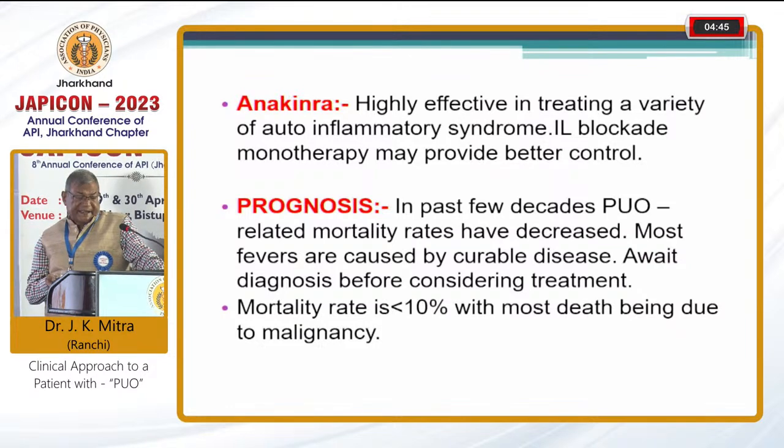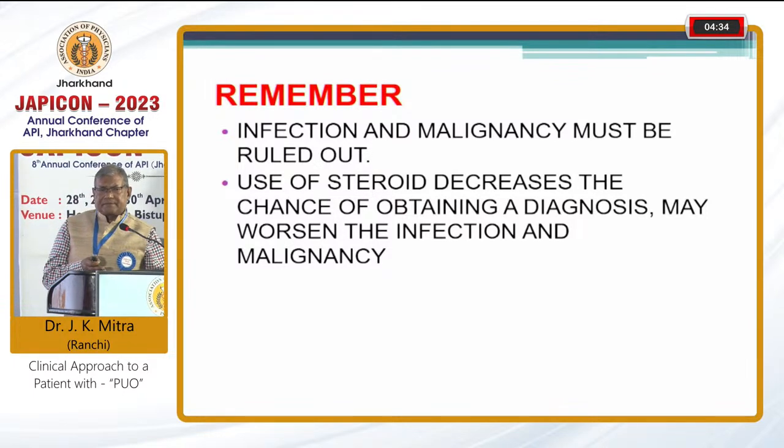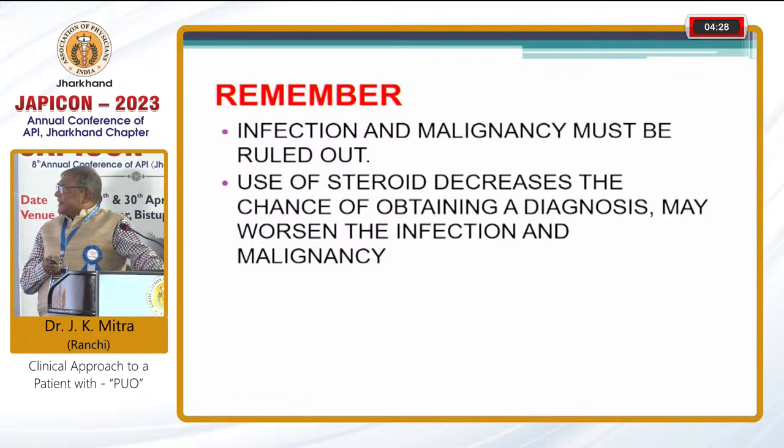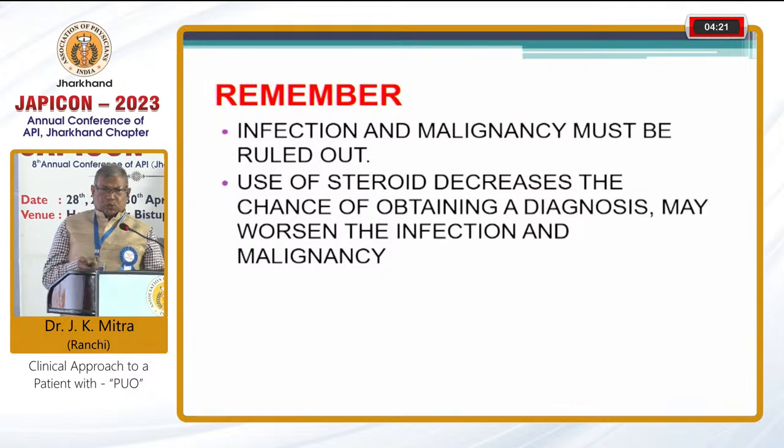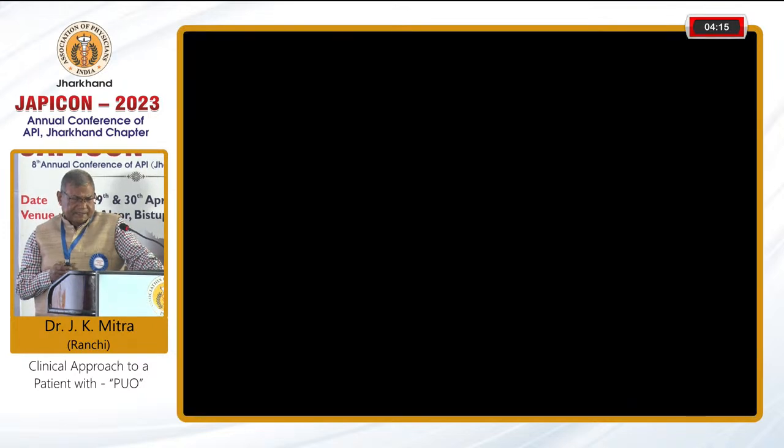Now the mortality rate is less than 10%, with most deaths being due to malignancy. So infection and malignancy must be ruled out first of all. Use of steroid decreases the chances of reaching a diagnosis, and may worsen things if infection or malignancy is there. So in case of lymphoma or leukemia also, steroids can mask the picture.